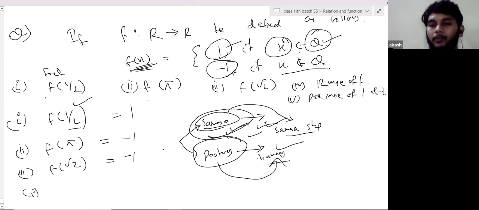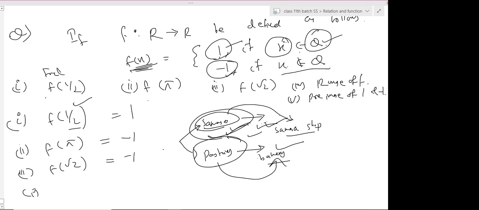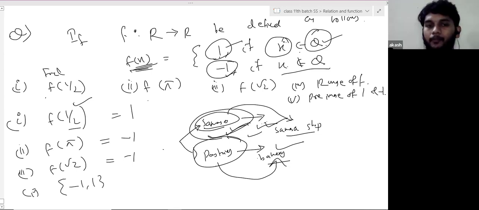So what values can f get? What is the output of f? -1 and 1. So the range is {-1, 1}. And the fifth part, what are they saying? Pre-images of 1 and -1.